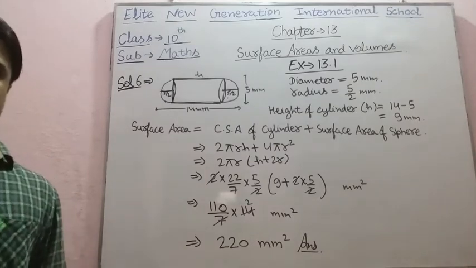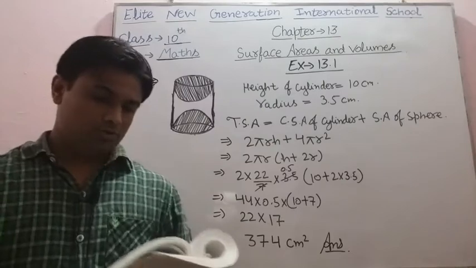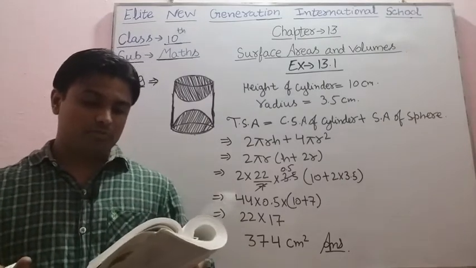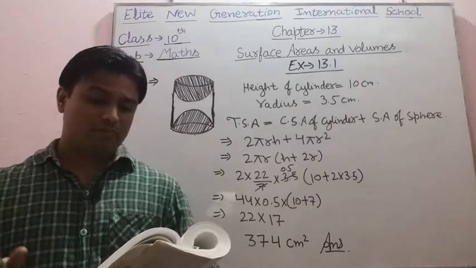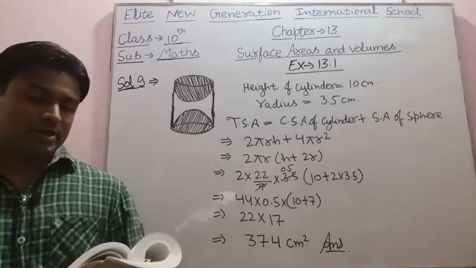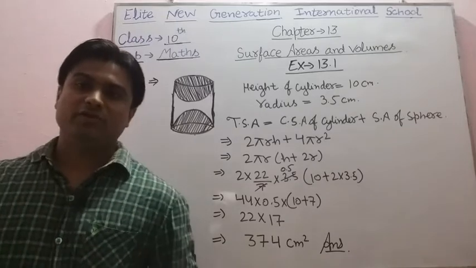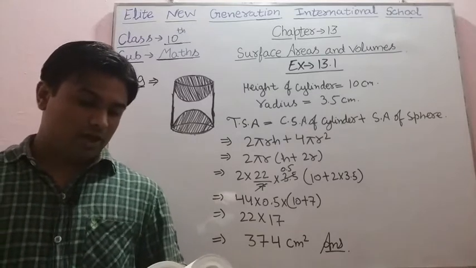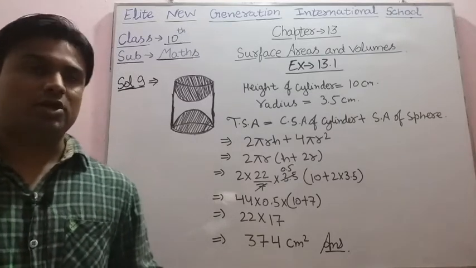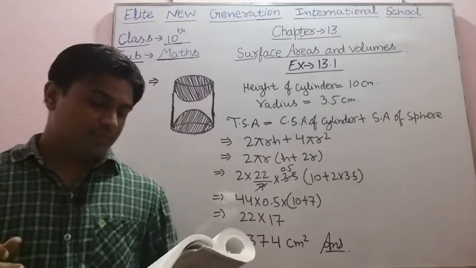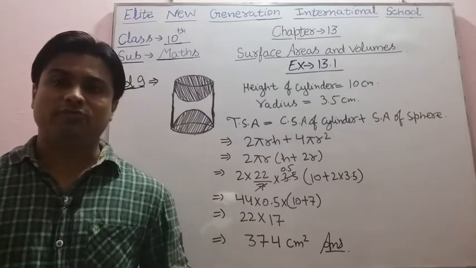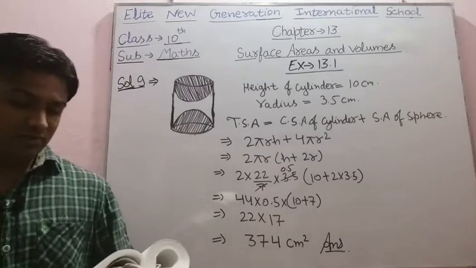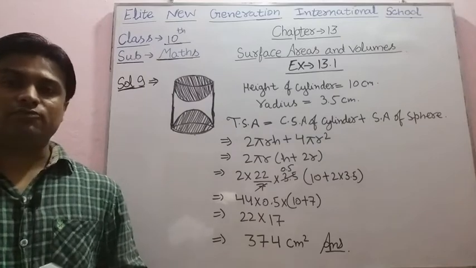Now after this, see the next question. So after this, see question number 9. In question number 9 we have a wooden article made by scooping out a hemisphere from each end of a solid cylinder as shown in the figure. So in the figure we have a cylinder from which two hemispheres are scooped out. Now the height of the cylinder is 10 centimeter, and its base is of radius 3.5 centimeter. Here we have to find the total surface area of this article.